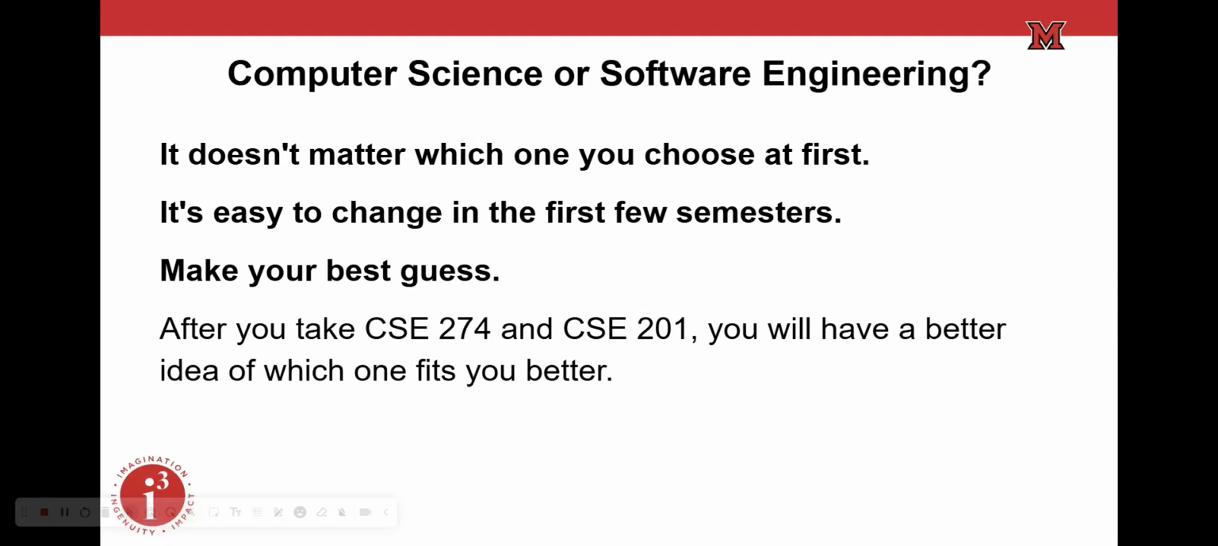So, computer science or software engineering. It doesn't matter which one you choose at first. It's easy to make this change in the first few semesters. So make your best guess. After you take CSE 274 and CSE 201, you will have a better idea of which one fits you better.